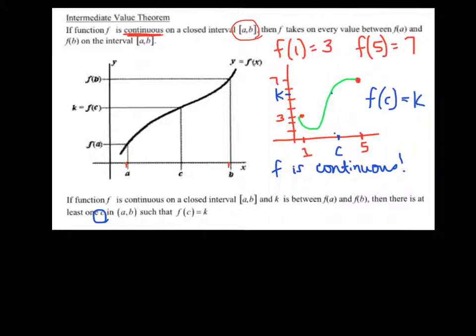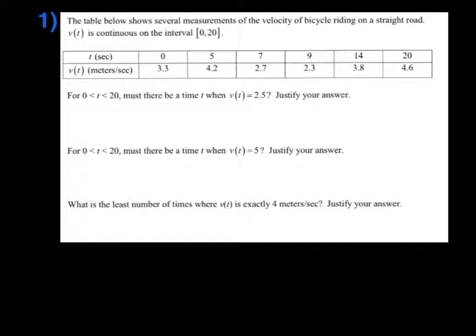And what's really important with these is that you have a very scripted answer that we're going to use over and over again. It's going to get tedious, but if you use that answer, you'll always get your full points. Okay, number 1 here says, the table below shows several measurements of the velocity of a bicycle riding on a straight road. V of t is continuous on the interval 0 to 20.